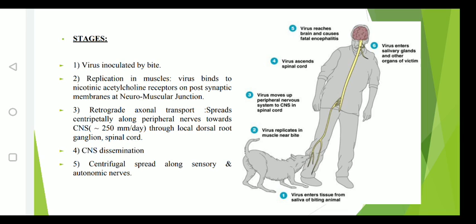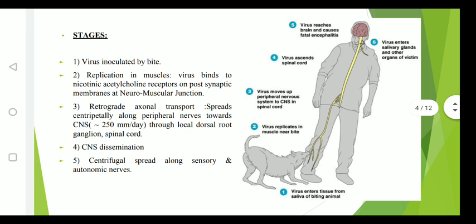So here what happens is transportation of the virus. While they are going for transportation, they will spread infection towards the particular areas where it travels. Then it is moving towards the central nervous system through the spinal cord. So this virus reaches the brain and causes fatal encephalitis.